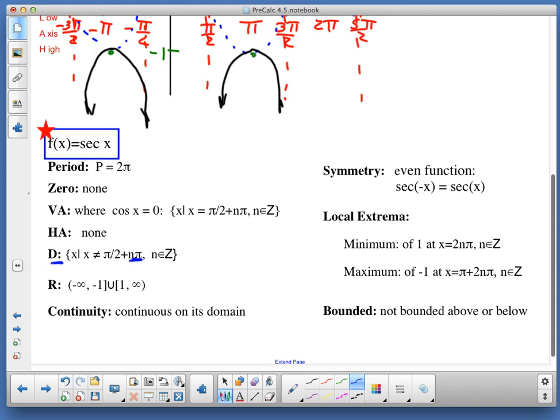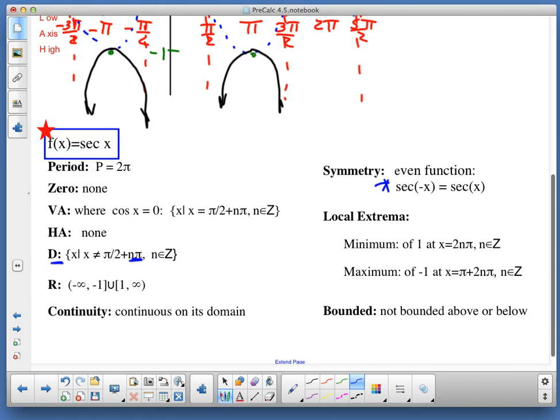My range is from negative infinity to -1 and from 1 to infinity, and that makes sense when I'm looking at my graph working for secant. It's an even function because cosine's an even function. So please keep in mind, this is kind of a big deal when I'm working with my b value. I won't have to be too concerned with a negative b value working with secant because it does the same thing that happens with cosine.